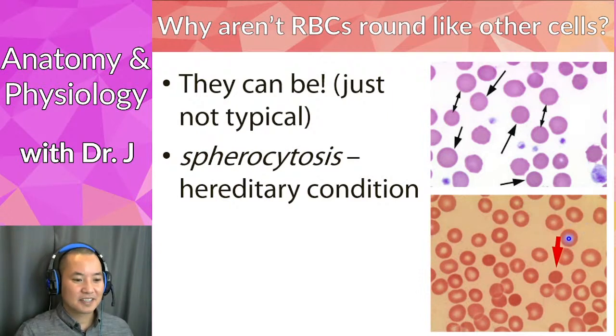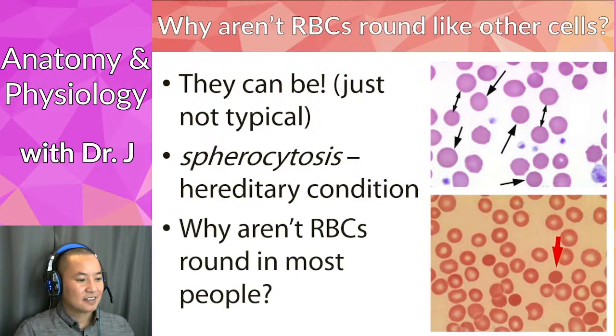Because this part right here is thin in these normal shaped red blood cells, it kind of looks like there's a little hole, but it's actually just light shining through because it's so thin. But notice that these round, ball-like red blood cells do not have that inner light area because they're completely round, and therefore, if you look at the center of the round ball, that's going to be its thickest part. Now, why aren't red blood cells round in most people?